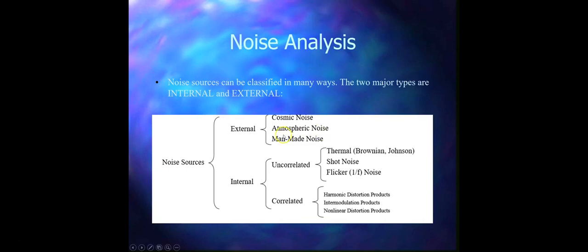Now next is our atmospheric noise. So you know, like air moving over any object, it experiences friction, and electrical charge can build up as a result.